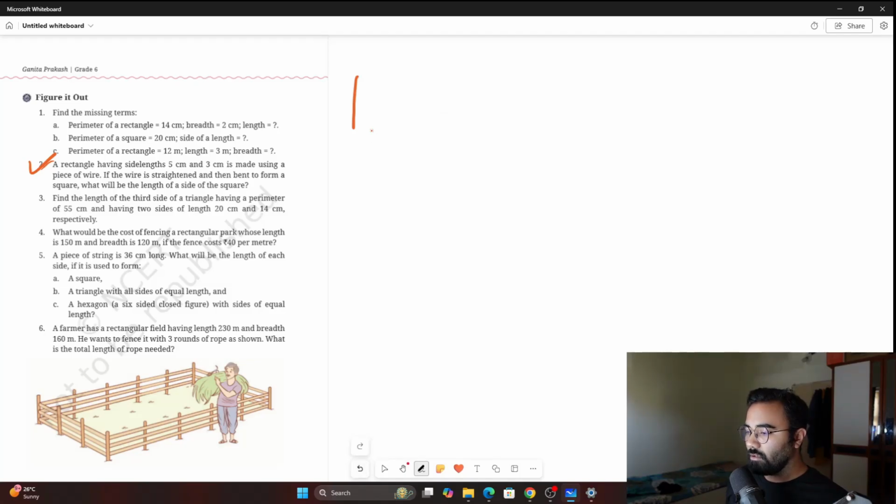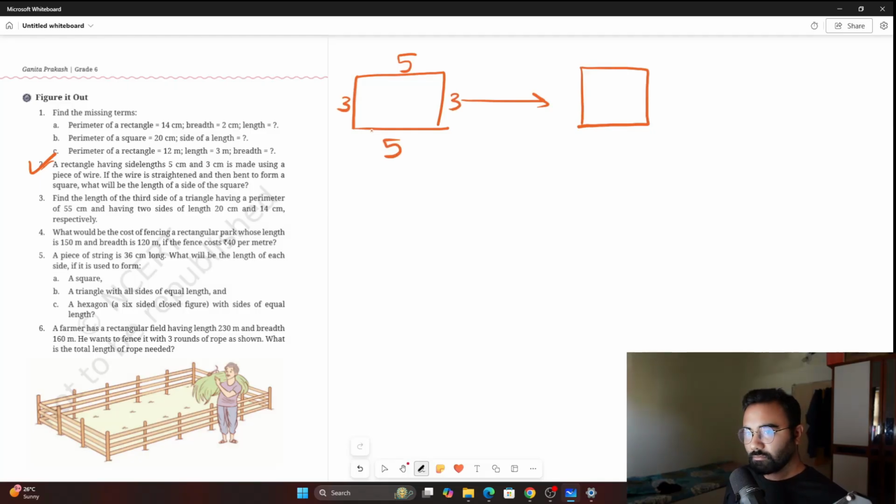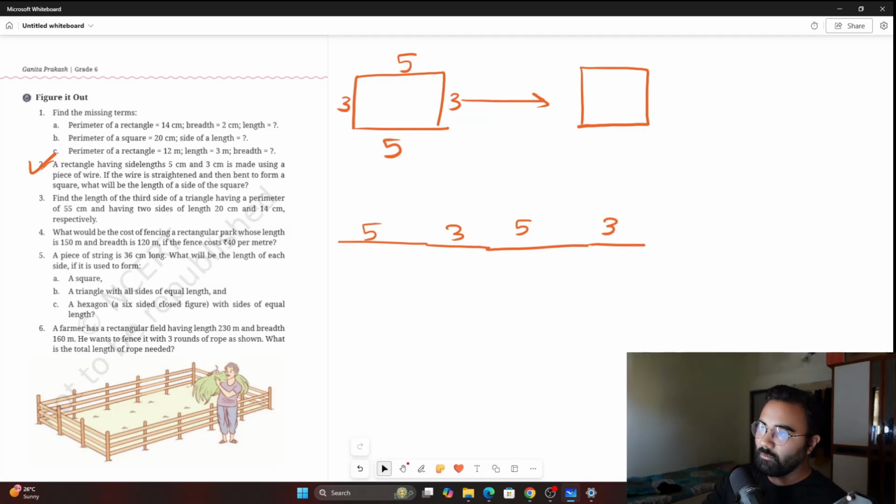Now over here, a rectangle is getting transformed into a square. This rectangle has sides 5, 5, 3, 3, and is made using a piece of wire. There was a piece of wire and this is how a rectangle was made. Now what they did was they straightened this out. Now this is 5, again 3, again 5 and again 3. So the whole rectangle was opened up, the whole wire was straightened. And then after straightening it out, it was made into a square.